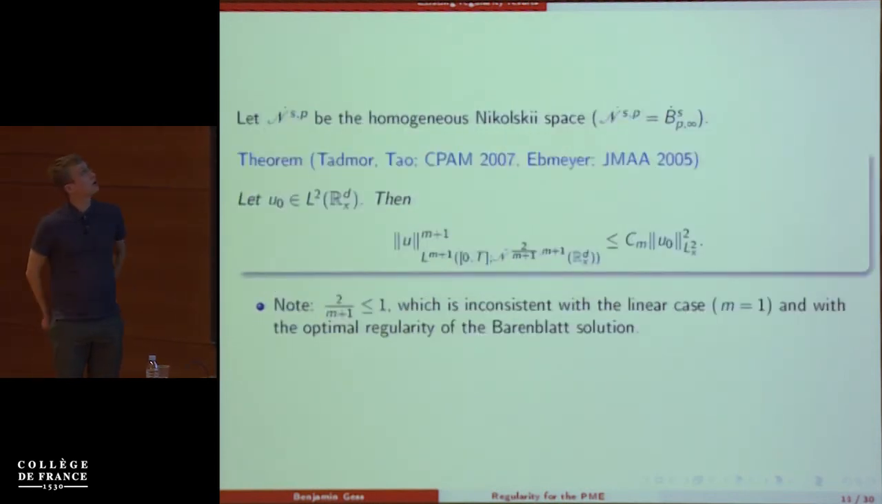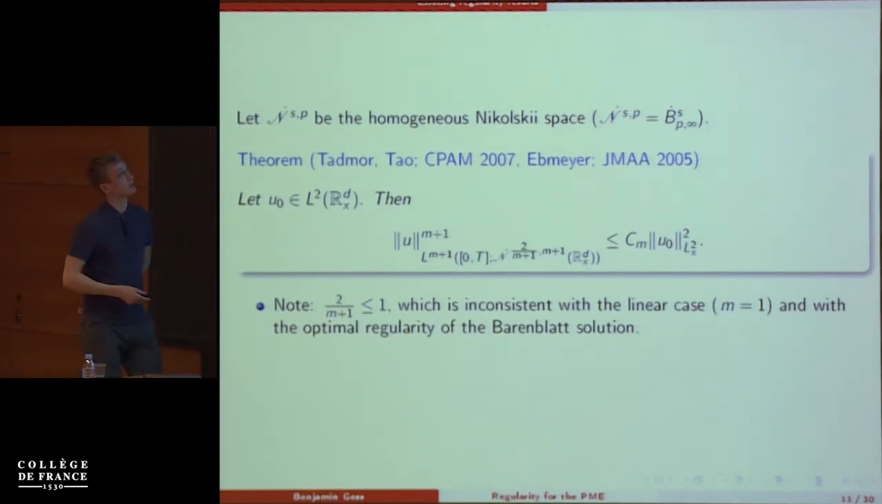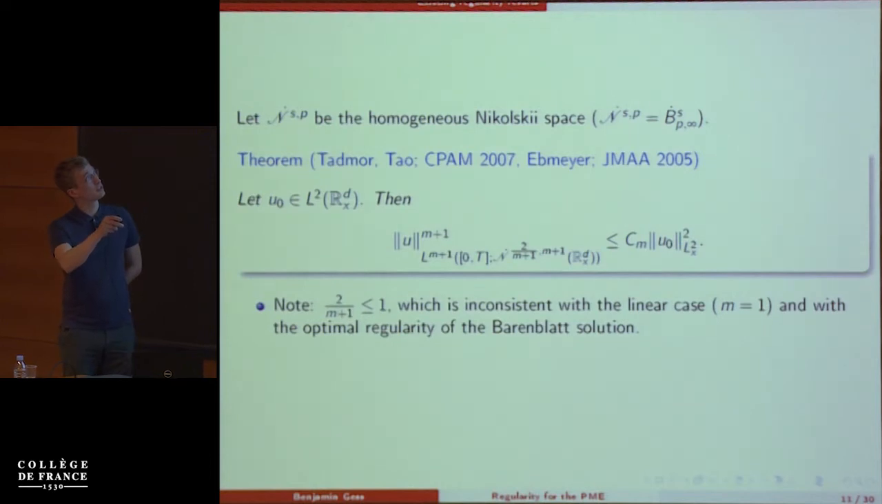So we introduce the homogeneous Nikolskii spaces, which is just a particular case of a homogeneous Besov space. So this Nikolskii space is just the homogeneous Besov space of differentiability order s, integrability p, and third index infinity.